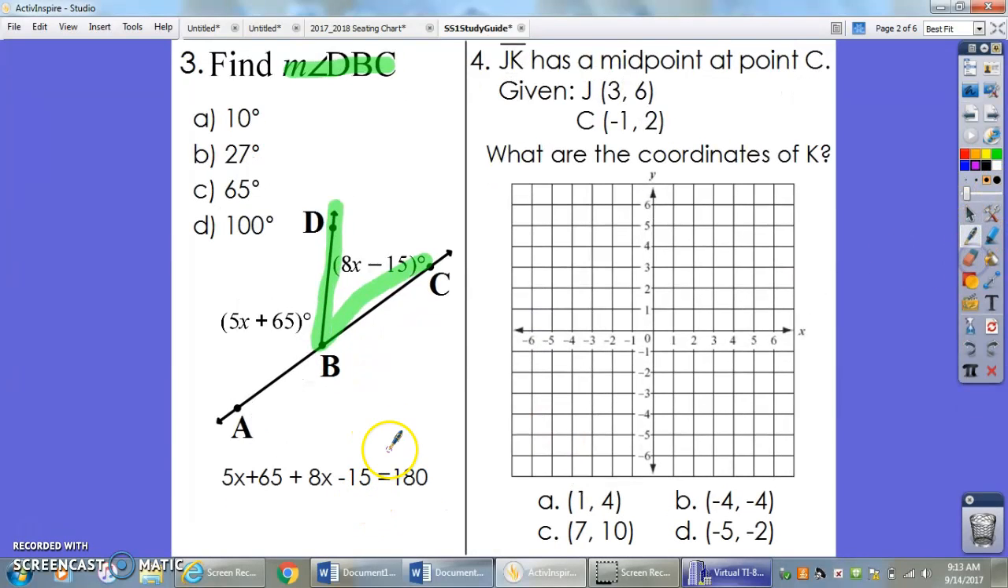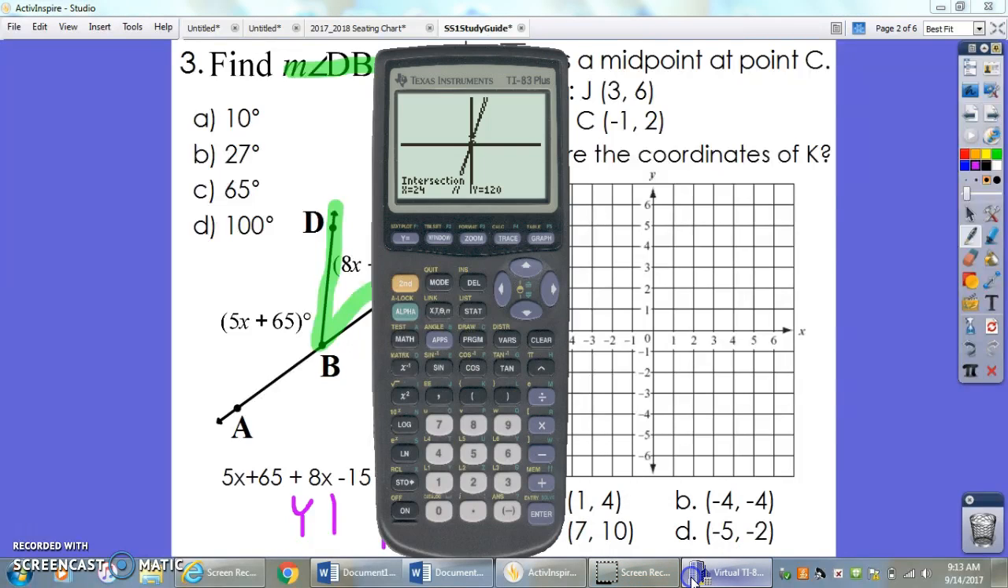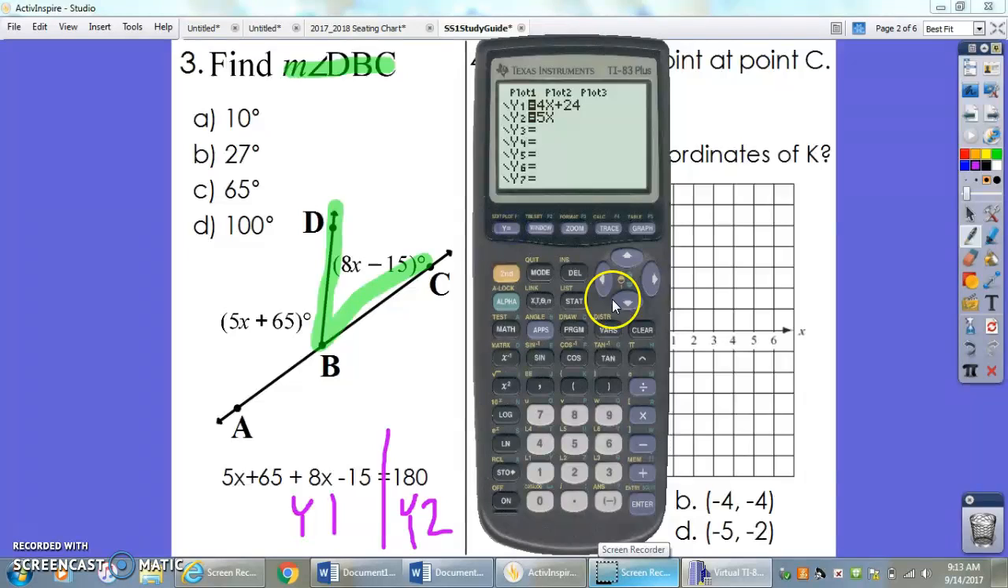Then I'm going to get ready to solve this. Solve for x in my calculator. Plug the left side in y1 and the right side in y2. So 5x plus 65 plus 8x minus 15 in y1 and 180 in y2. Second, trace, 5, wait, enter, enter, enter. X is 10.